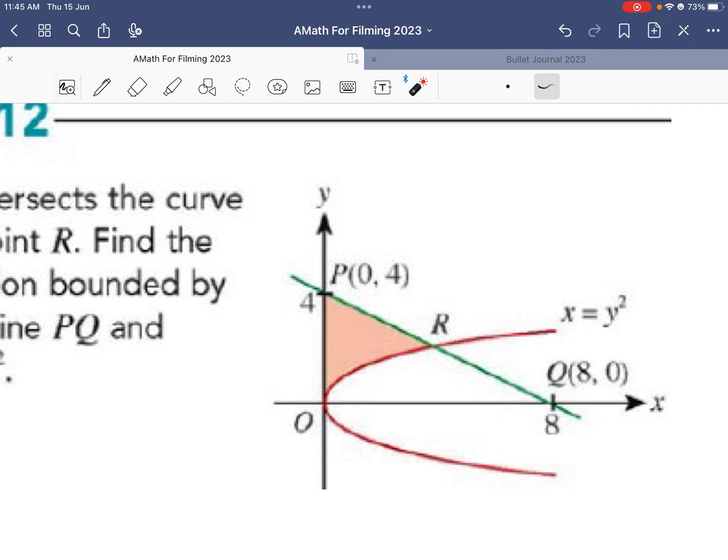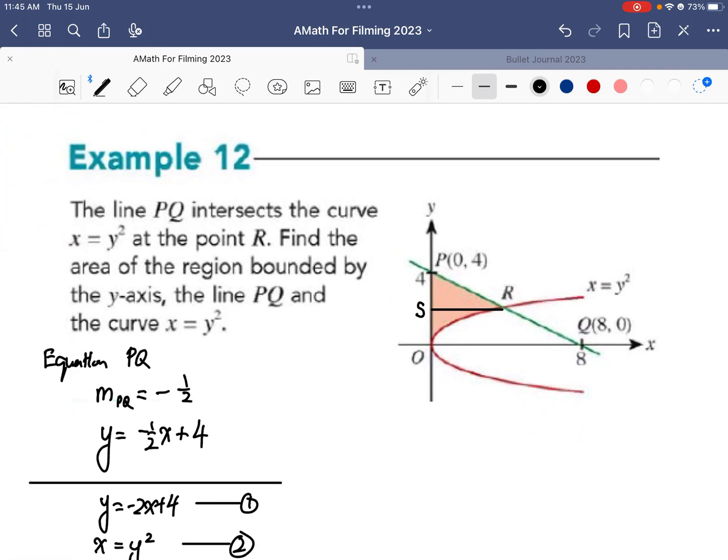The other way around this question is I again find the coordinates of R. Then once I found the coordinates of R, what I can do here is this. I split this into two. I will integrate this curve with respect to y to get this region. Then I can find the area of this triangle. I add these two areas together. What I get is the shaded region. So today what I'm going to do is approach this question from the second way.